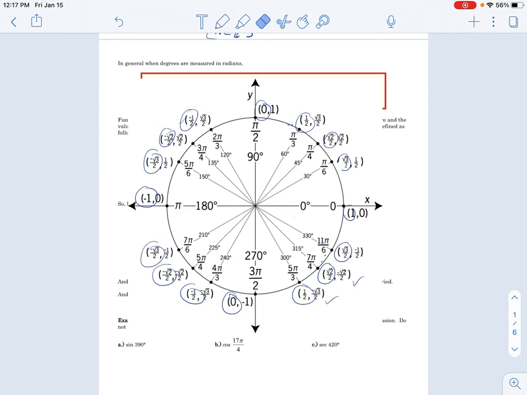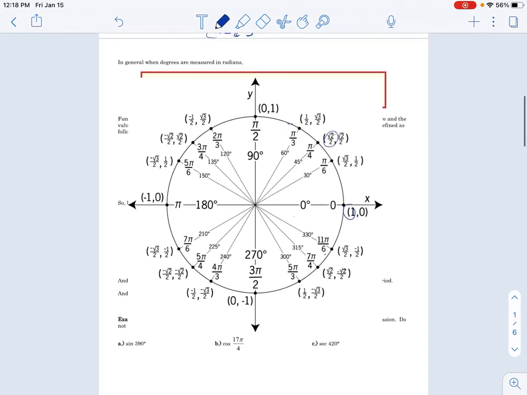For tangent, it's a little different. Tangent, remember, our definition is y divided by x. So tangent for this one is 0. I'm going to do these quickly just to save us some time. If I did tangent of pi over 6, remember it's this thing divided by this thing. That would give me root 3 over 3. Tangent for this guy is 1. Tangent for this thing is root 3.